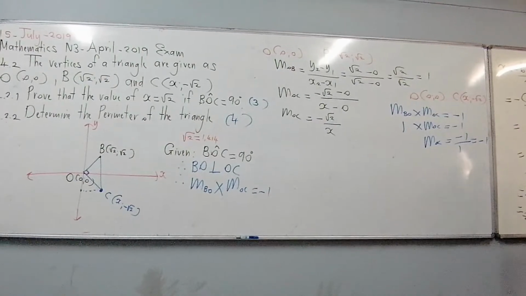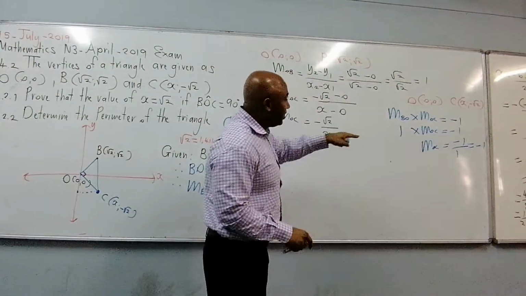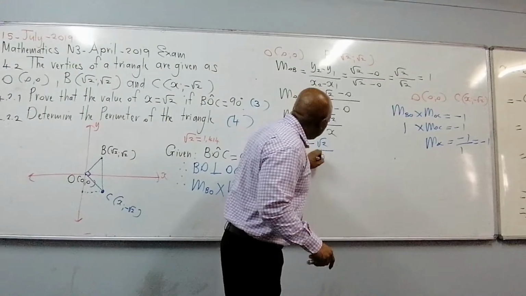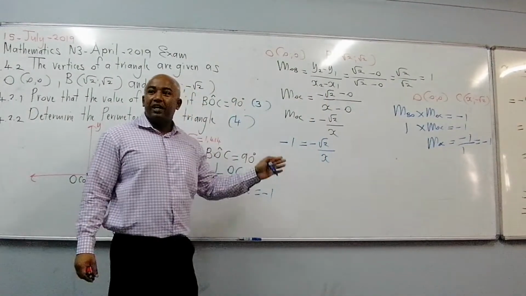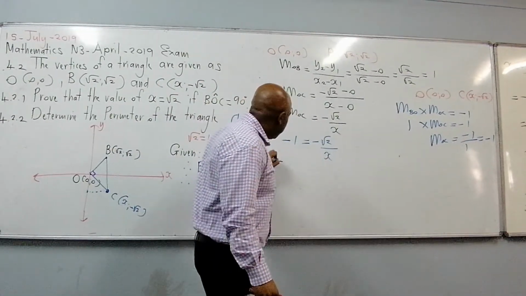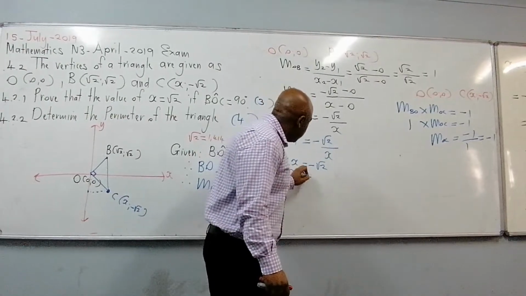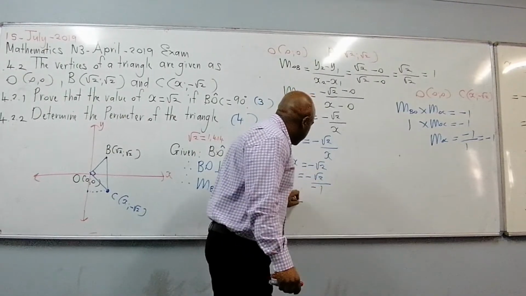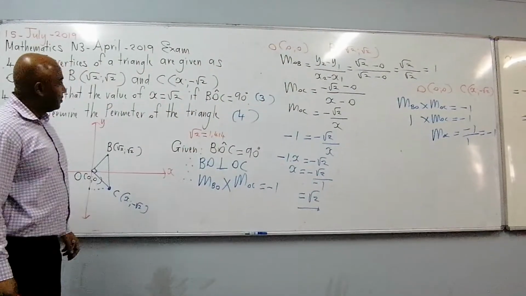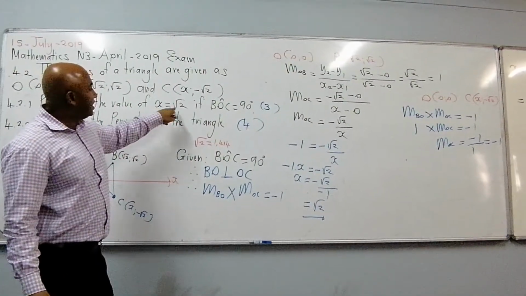We're clear with that? So now this information here, I can substitute it here. Can you see that? So I know that m of OC is -1. So -1 is equal to minus √2 over x. And now all I have is one unknown in this equation here. So if I cross multiply here, -1 times x is equal to minus √2. So x is equal to minus √2 divided by -1, which is √2. And that's what was required here, to prove that the value of x is equal to √2.